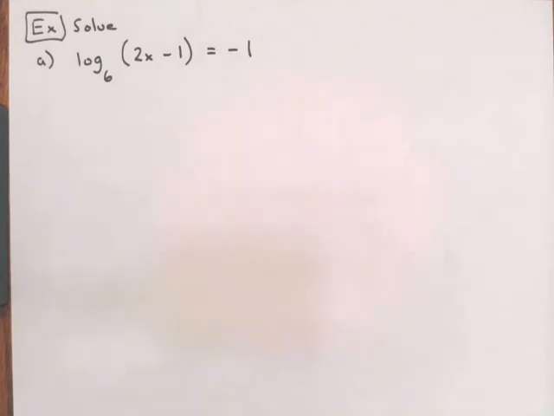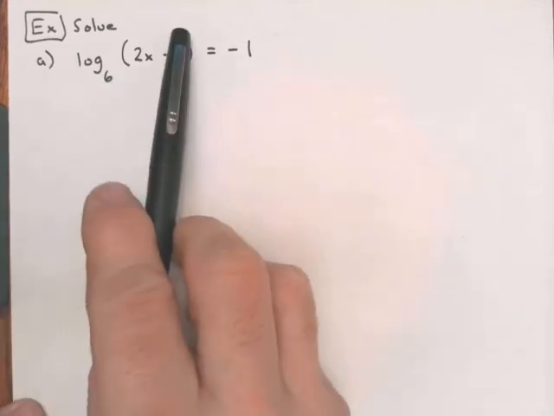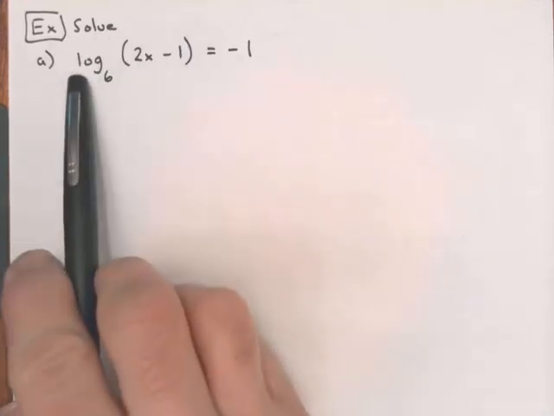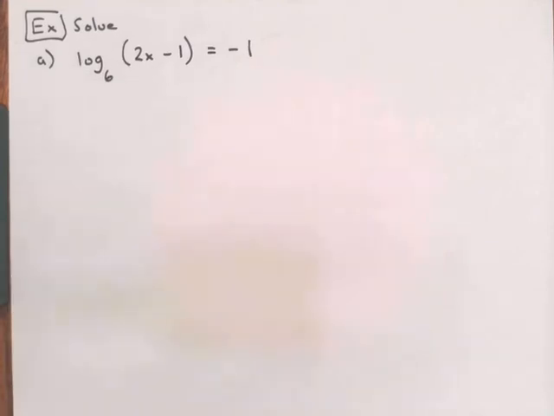So for this problem, here's what I'm looking at. I see that we have just one log term here. It is all by itself over on the left side of our equal sign already, so I'm ready to convert this into exponential form. In order for us to go through and do that, there's a couple of different ways of thinking of that.